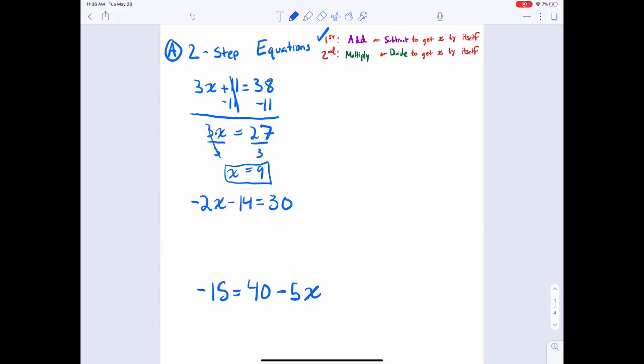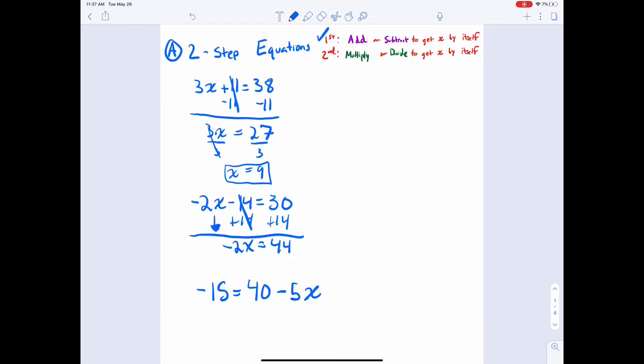Alright, so the first thing you should have done was notice that, hey, there's this minus 14 with the x right here, and before I multiply or divide, I have to add or subtract. So I'm going to add this 14 to both sides. I'm going to get 44 over here, that'll cancel out. Be left with negative 2x, just bring that right down.